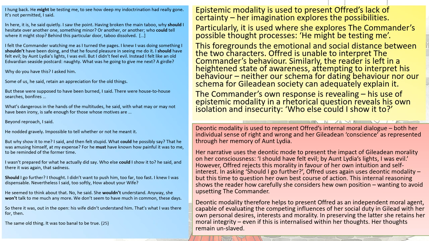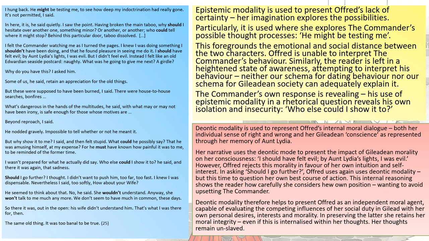So I guess we could relate this use of modality to our existing schema for dating behaviour. Okay, well, in a normal society, you might invite a girl back to your room to play Scrabble, I suppose. That seems reasonable. But in our schema for Gileadian society, that really doesn't fit.